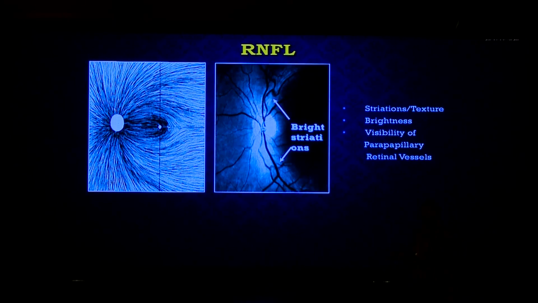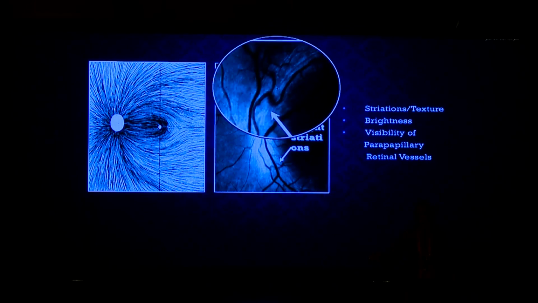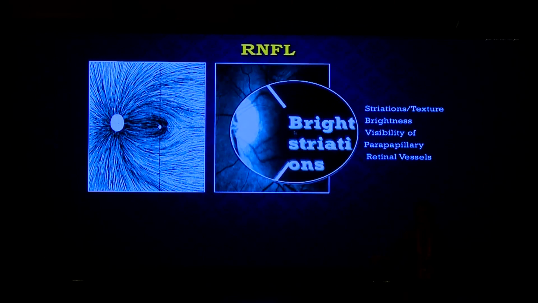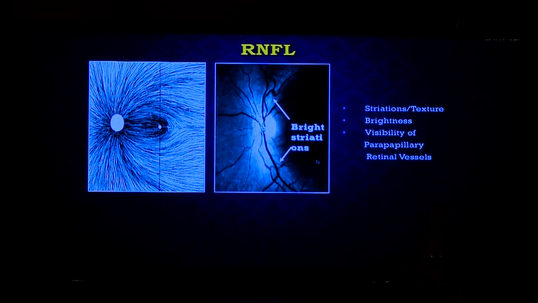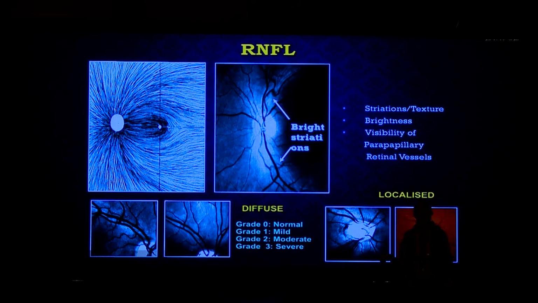So to examine the RNFL, you need to follow the anatomical distribution of the nerve, and if you look at that, the bright silvery striations that you see along the distribution of the nerve could actually mean something. And you have the diffuse RNFL loss and the localized RNFL losses.